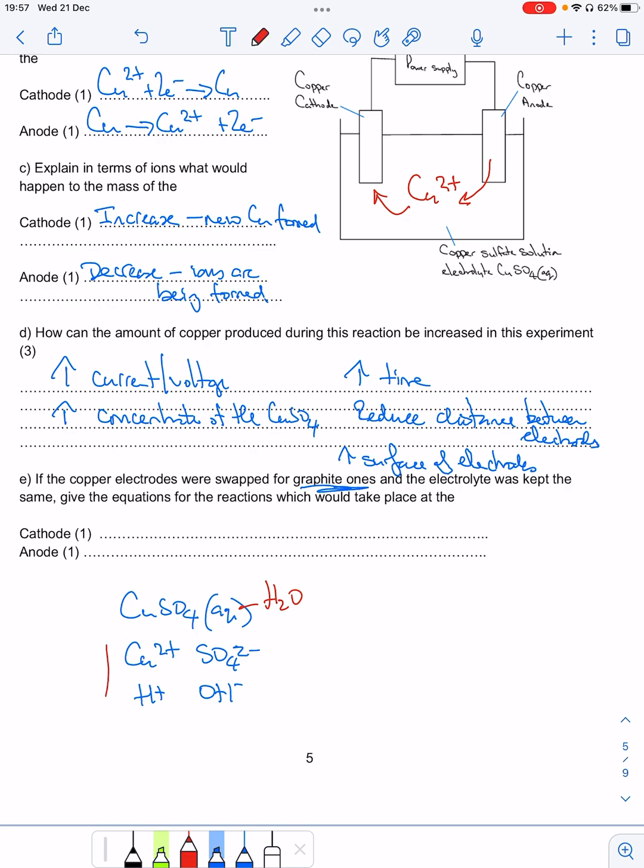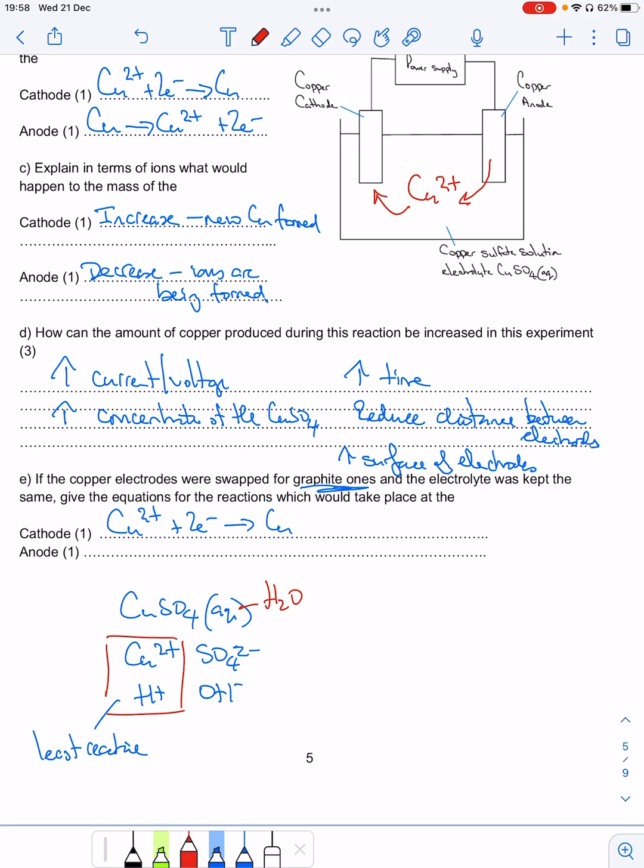So I've got 2 cations. Which one's going to go first? Well, at the cathode, the rule is, let's get my rubber. The rule is that the least reactive is reduced first. So of these 2, that's going to be copper, Cu2+. It's going to pick up 2 electrons and it's going to form copper. That's the same reaction, notice, that we had earlier on with a copper electrode.